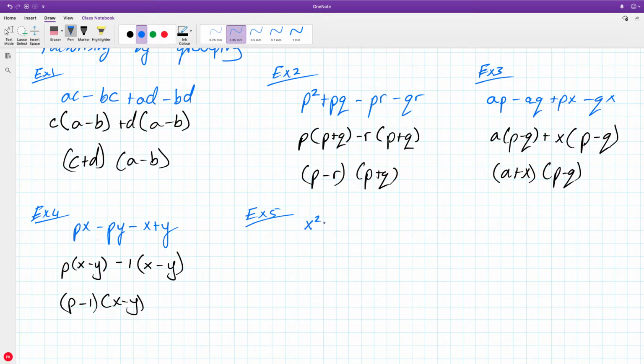Factorize x squared minus 3xy minus 2ax plus 6ay.